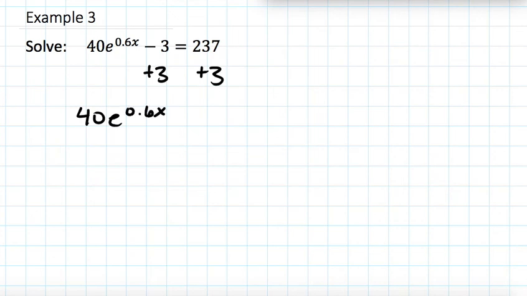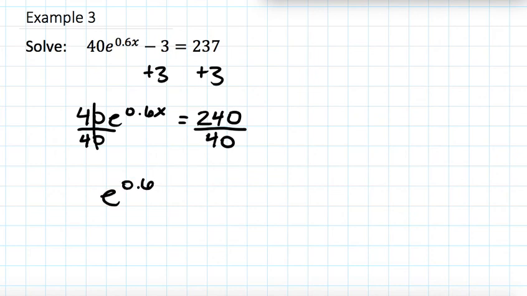So just as if it were 40x minus 3, I need to undo the 3 first and then the 40. So next I'm going to divide both sides by 40. And that gives me e to the 0.6x equals 6. Once I have it so that I just have the base and the exponent on one side, now is when I rewrite it as a logarithm. This is base e, so I'm going to use natural log.